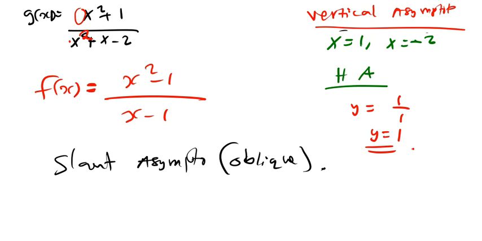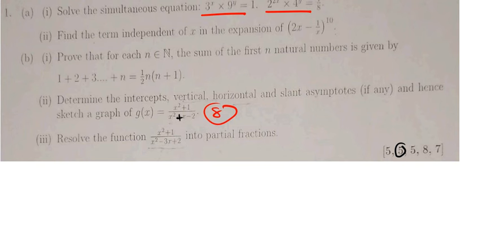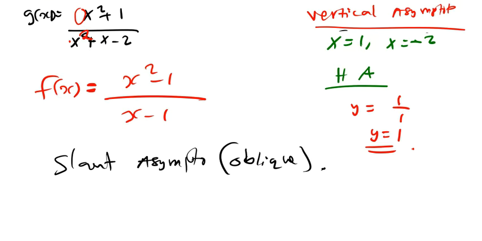That's why the question here is saying, where there is slant, they have said determine the intercept, vertical, horizontal, and the slant asymptote. In the brackets they have said if any. Come on guys. So do we have slant asymptote in this case? This is the question.